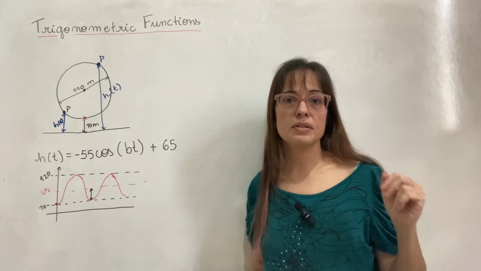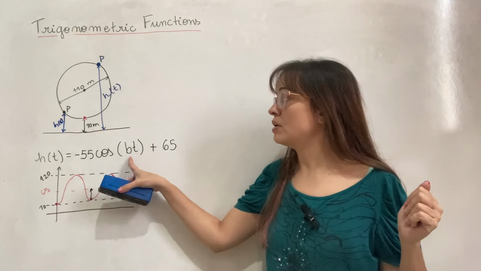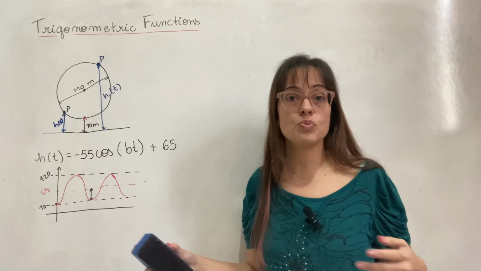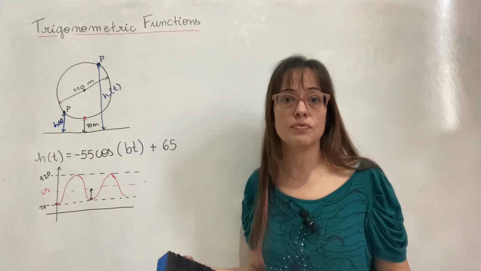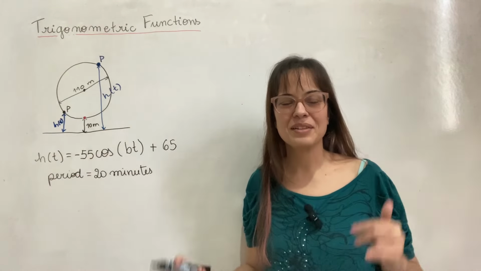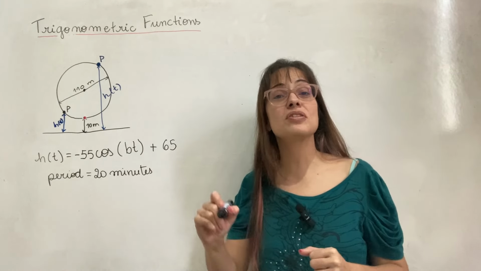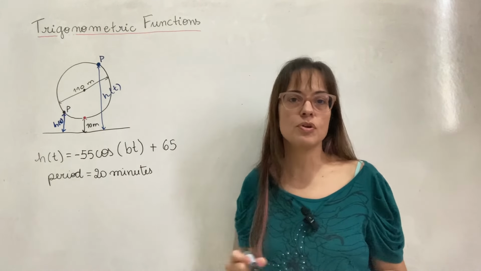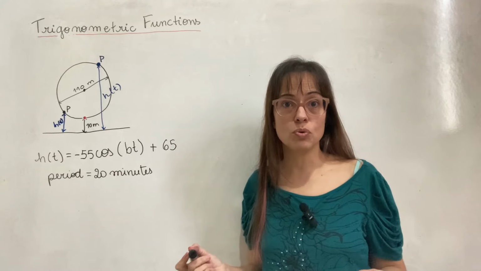The next 2 are for figuring out the value of B, which is the horizontal stretch, which has to do with the period of the function. And I forgot to tell you that the question told us more information, that it takes 20 minutes for the Ferris wheel to go around one full time.